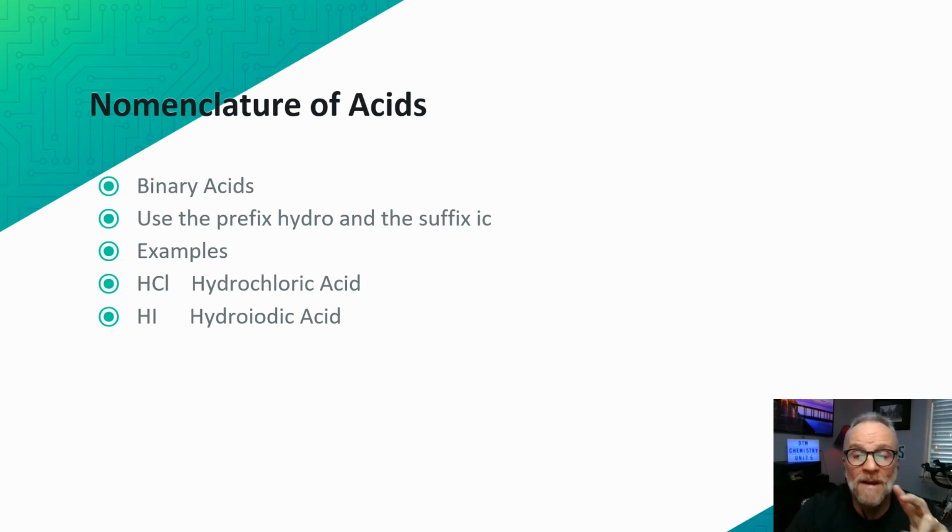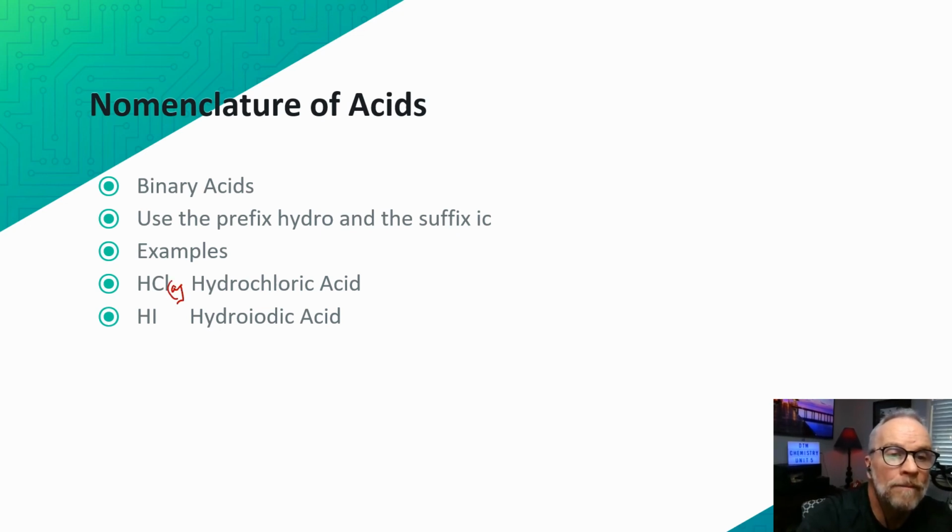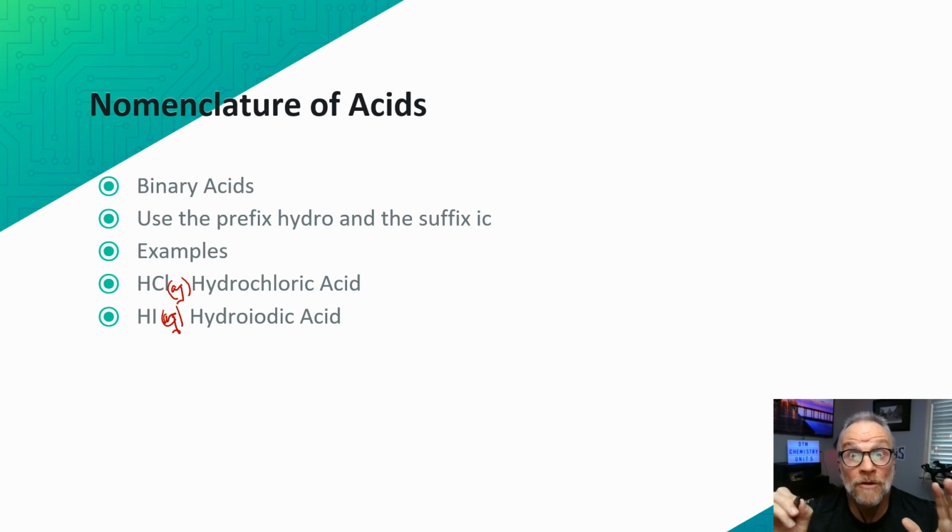So now we are going to talk about nomenclature of acids, or naming acids. And there's basically two different types of schemes. The first one we'll talk about are binary acids. Binary acids only have two elements in the name. And so with these guys, you use the prefix hydro and the suffix ic. And you can recognize these because they will have an AQ by them, like so, which means that they're in aqueous solution.